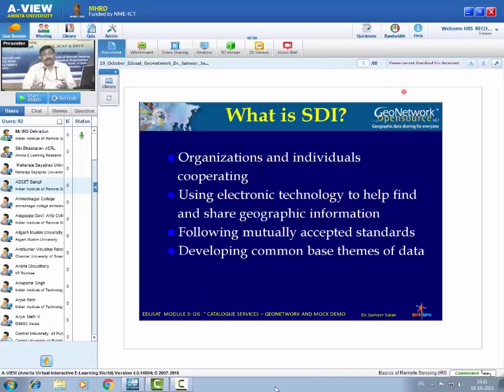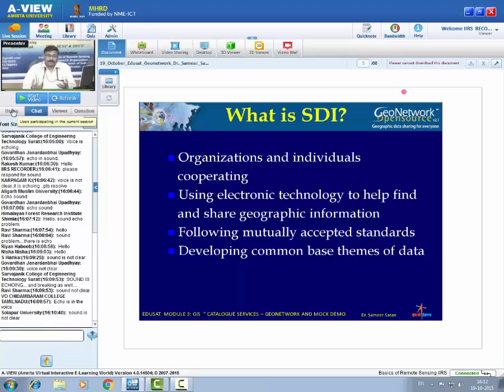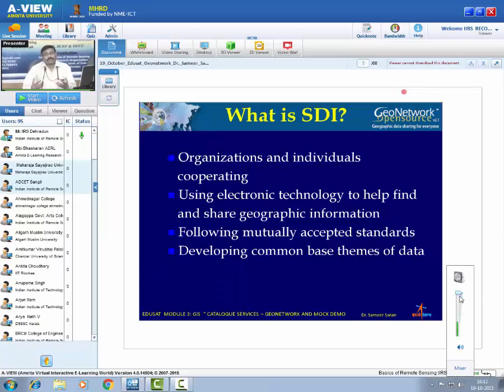So basically, spatial data infrastructure allows organizations and individuals cooperation. Basically, it is using the web technologies, the ICT, or the geoinformatics to share the geographic information, and that is only possible if you are following a certain set of standards. And also, if I become a stakeholder, if I become one of the contributors, I should know that the type of data which I am providing under spatial data infrastructure should be a common theme, meaning it should be utilized by the people rather than a specific data which I am generating.